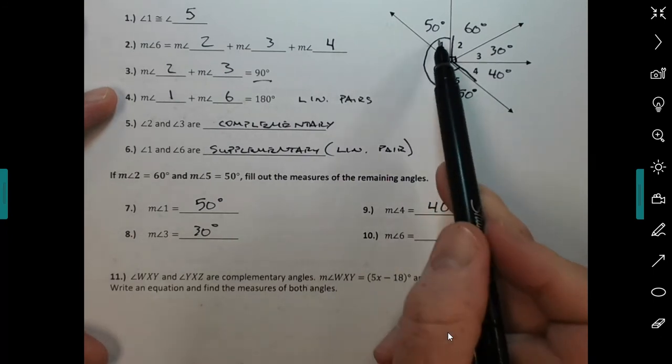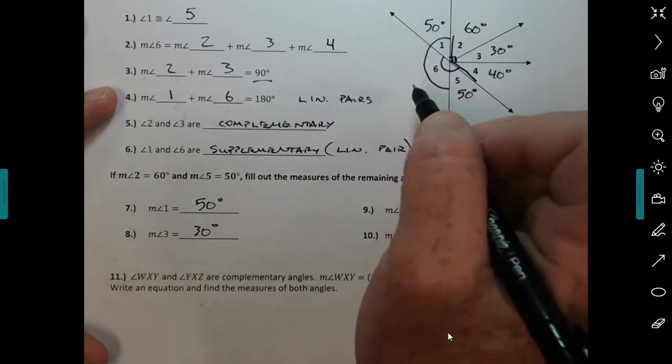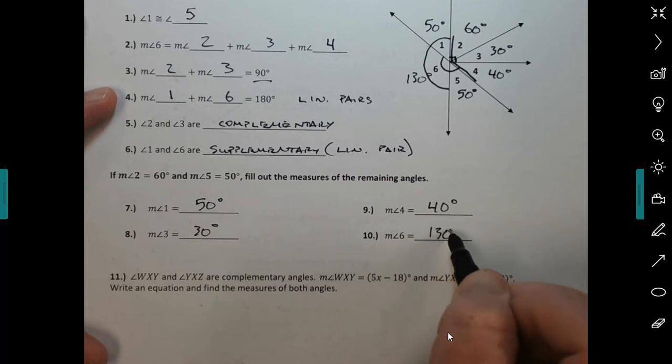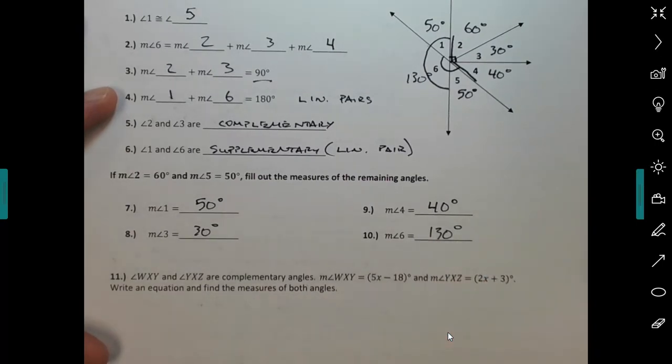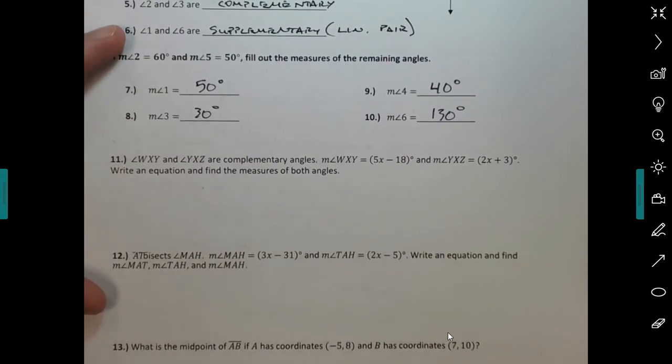Angle 6, I know 1 and 6 add up to 180 degrees. If 1 is 50, the rest of that 180 degrees would have to be 130. We got them all. Next, here's probably the most important part of the test.